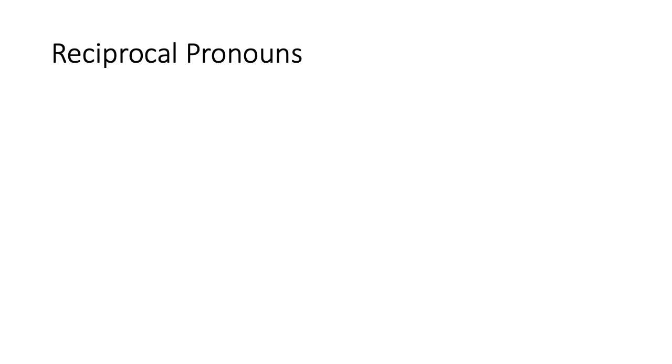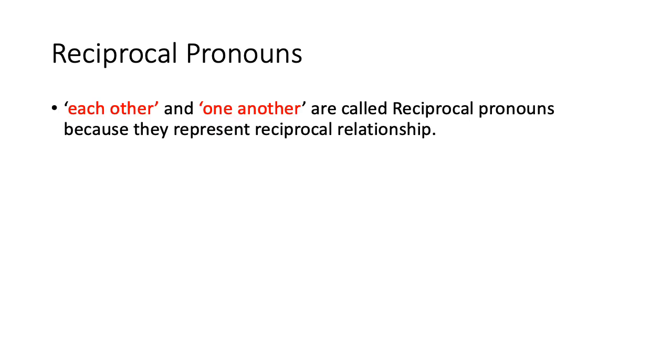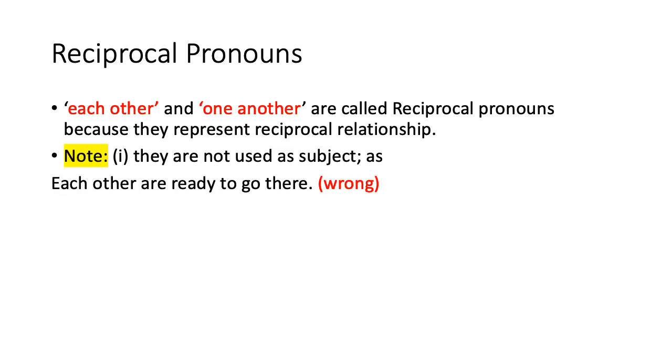Reciprocal pronouns. Each other and one another are called reciprocal pronouns because they represent a reciprocal relationship. Notice, they are not used as subject. For example, we cannot say, each other are ready to go there. This is absolutely wrong.